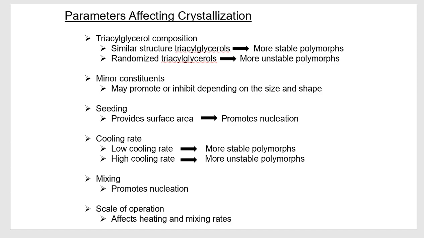Cooling rate is an important parameter. Low cooling rate forms more stable polymorphs, but high cooling rate forms unstable polymorphs. Mixing is important. Mixing promotes nucleation because it increases the diffusion of the triacylglycerols to the crystallization site. So it's helpful. And scale of operation is important. When we say scale, it can even be the container size. Big or small containers affect heating and mixing rates, therefore affect crystallization.